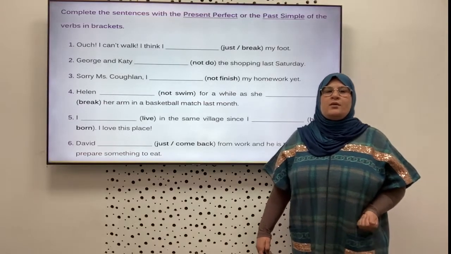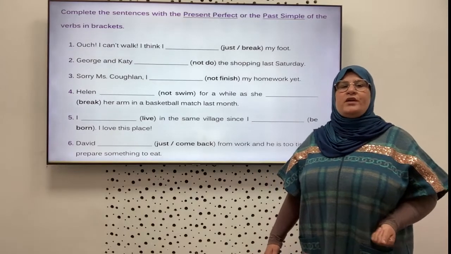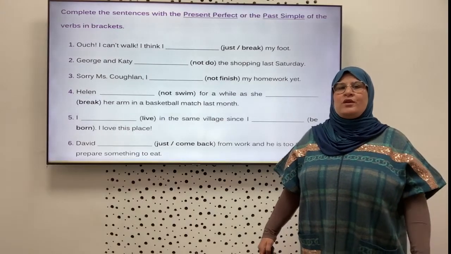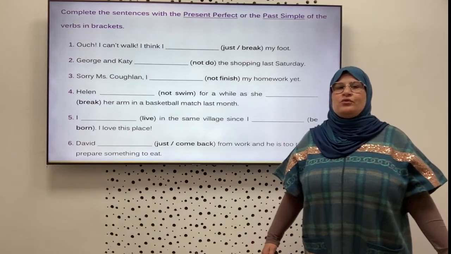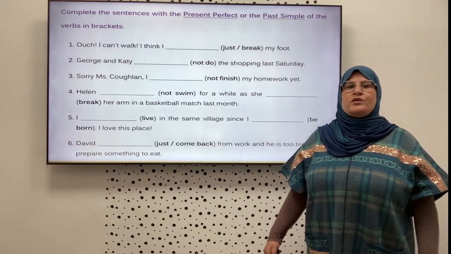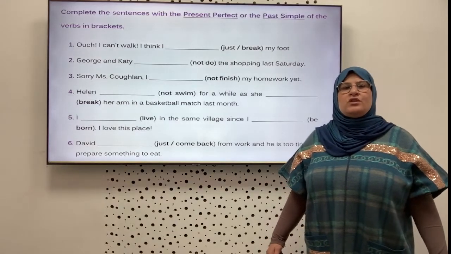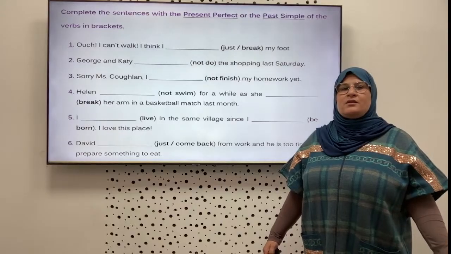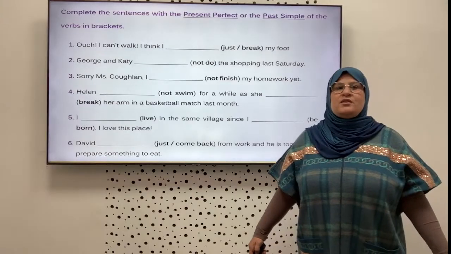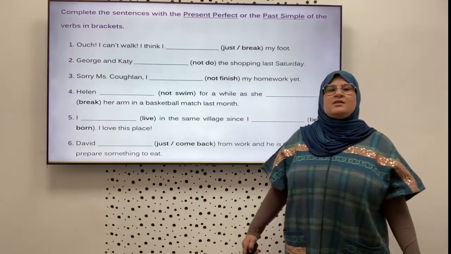Exercise 4. Complete these sentences with the present perfect or the past simple of the verbs in brackets. Oh, I can't walk. I think I have just broken my foot. Look at the time expression or the signal word just. This also comes with the present perfect. I have just broken my foot. Number 2. George and Katy did not do the shopping last Saturday. Last Saturday is a period of time that is finished. So we can say that George and Katy didn't do the shopping last Saturday.